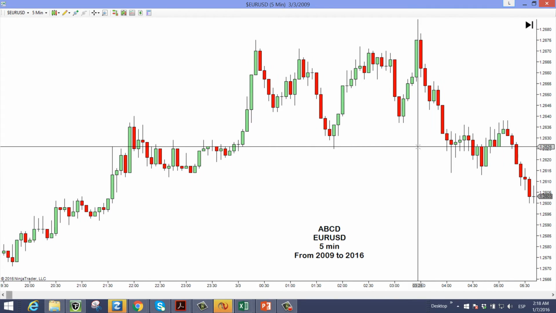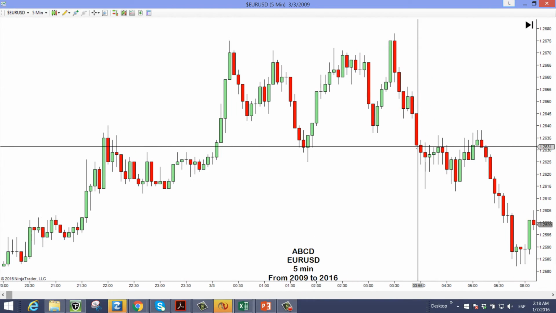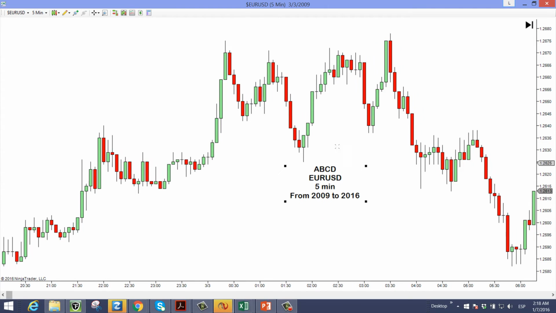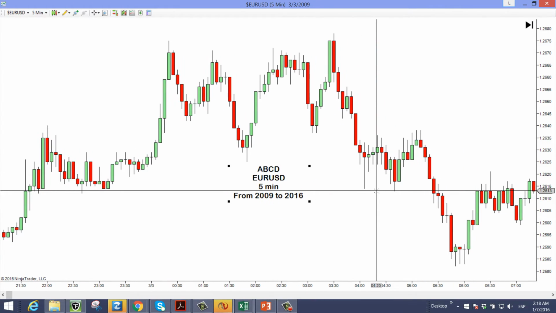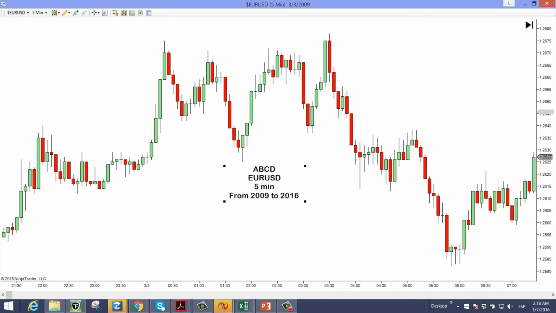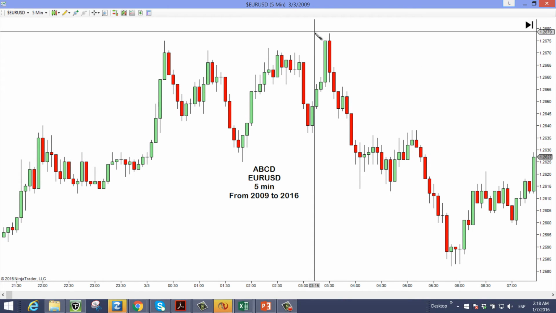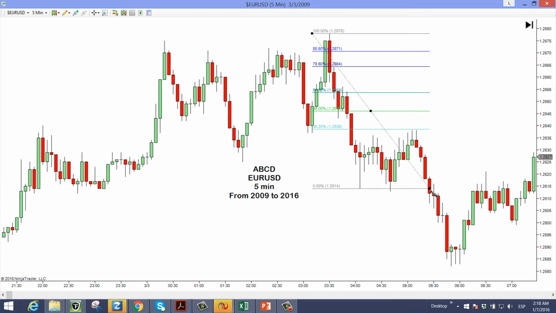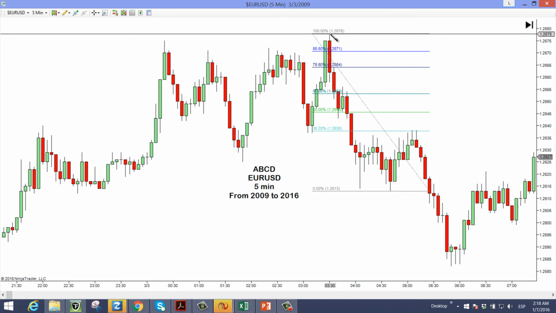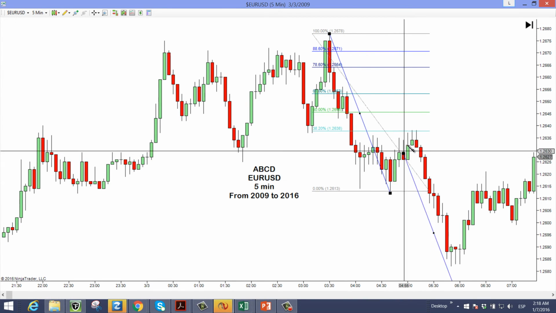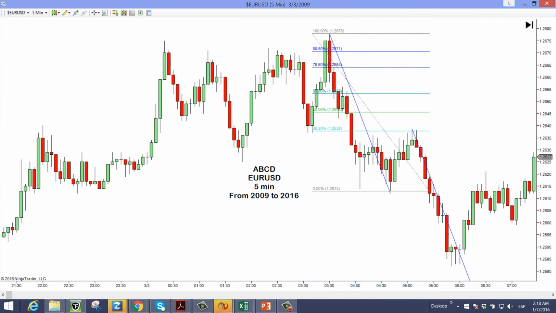candle by candle, watching for an ABCD pattern. For example, if I go here, let's check this out. Boom. This is a potential ABCD pattern. Boom, boom, boom. The pattern did not complete.